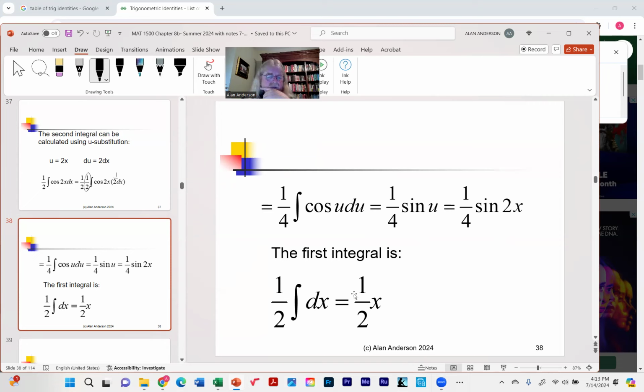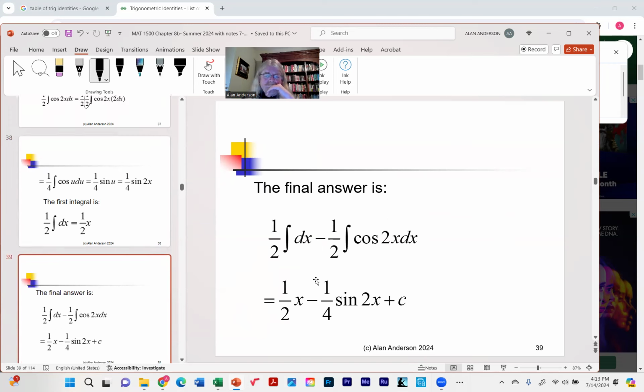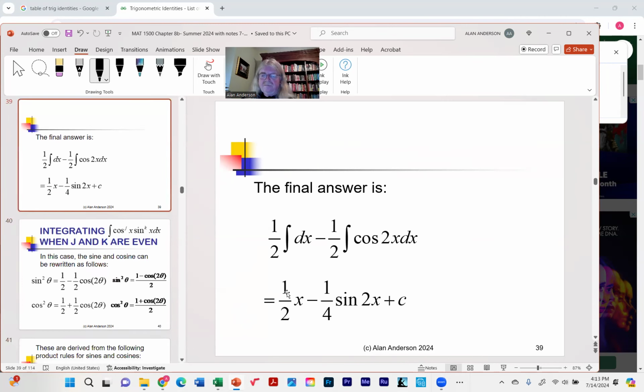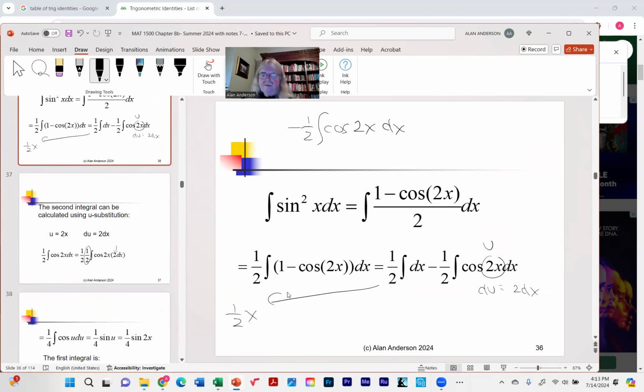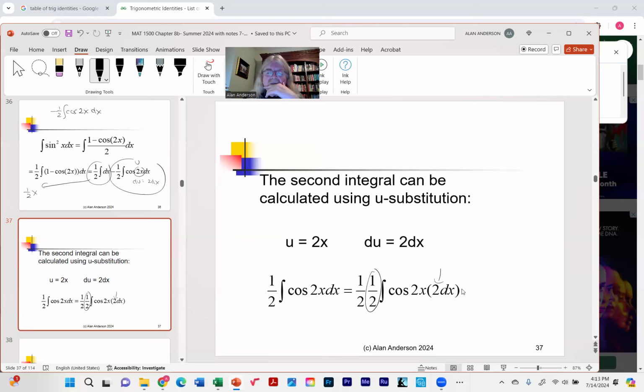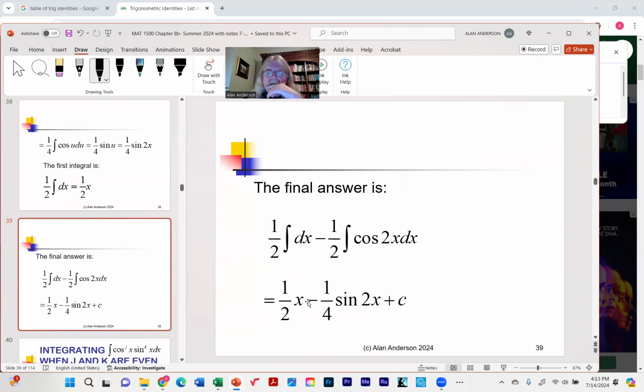So the first integral was this one. We combine that with the results of our second integral, and our final result is the sum of these two, plus the c. Never forget the c. Okay, so remember, we took this one and subtracted this one. So we ultimately end up with a half of x minus 1/4 sine 2x plus c.